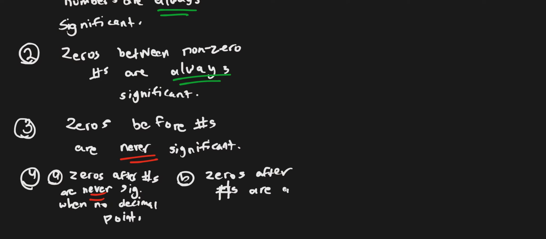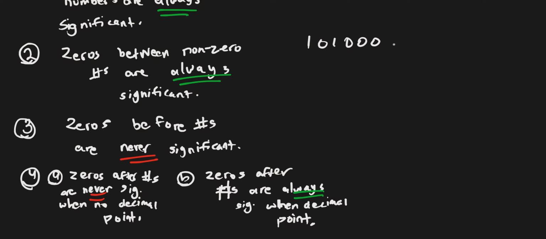are always significant when there is a decimal point. This might seem weird, but let's see. When decimal point. Okay. What does this mean? Well, if we have like 1, 0, 1, 0, 0, 0 point 0, 0, 0, this is interesting.